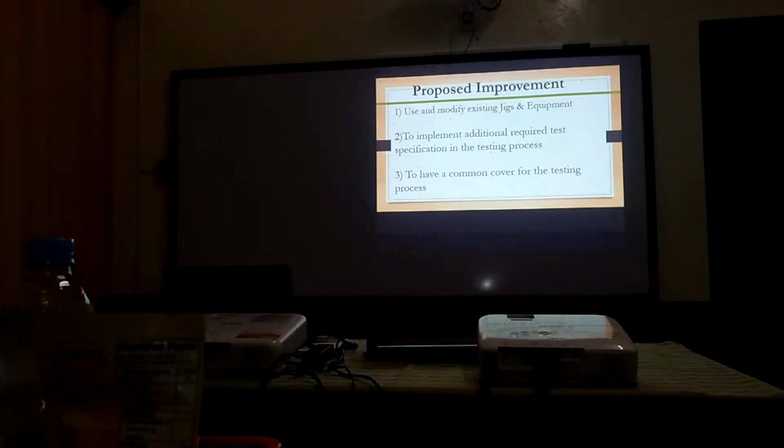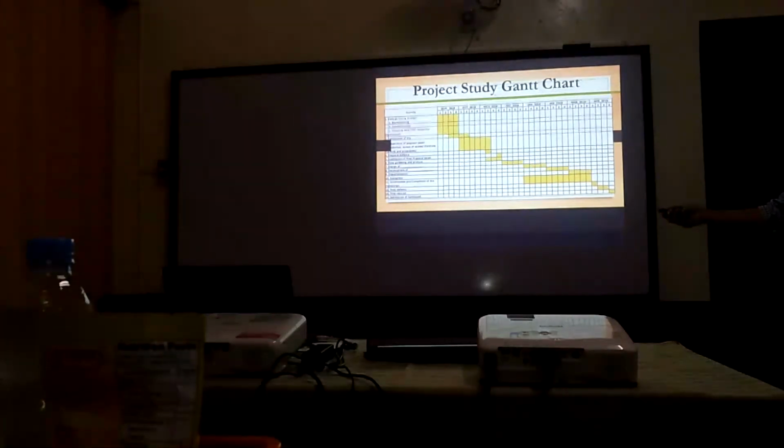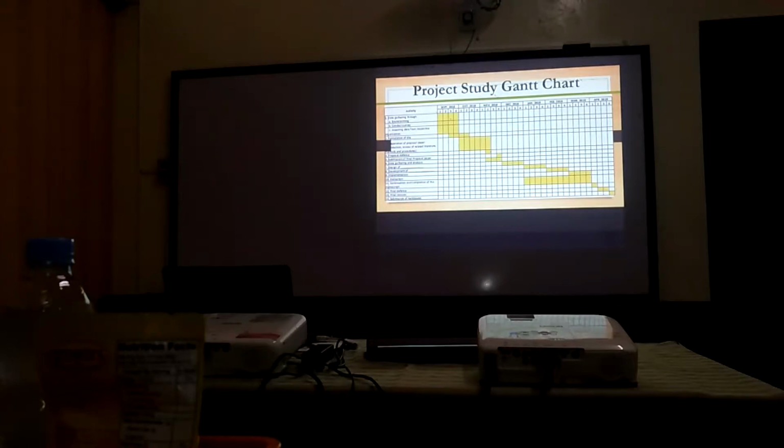So my proposed improvement is to use and modify existing jigs and equipment. And the second is to implement additional required test specification in the testing process. And the last one is to have a common cover for the testing process. So for my activities, I use a Gantt chart to set a plan of my activity plan for this proposal. And that's all. Thank you.